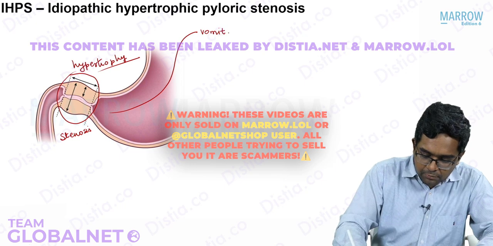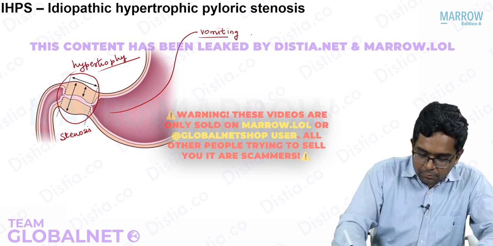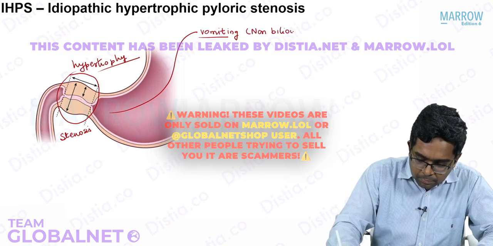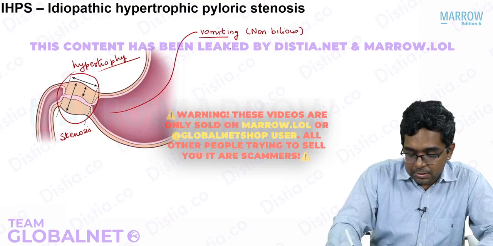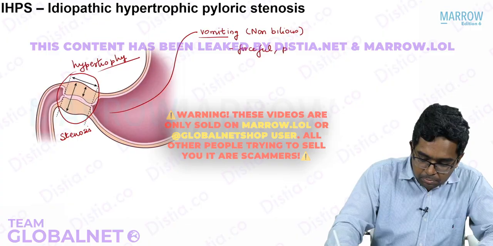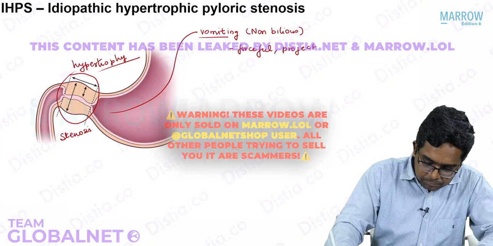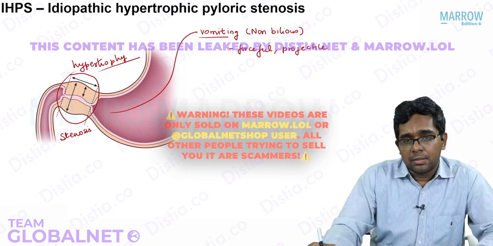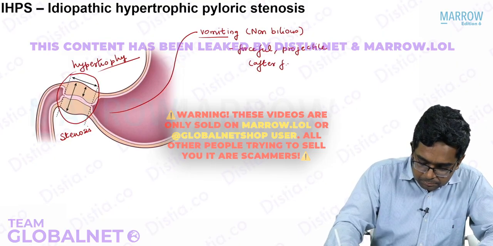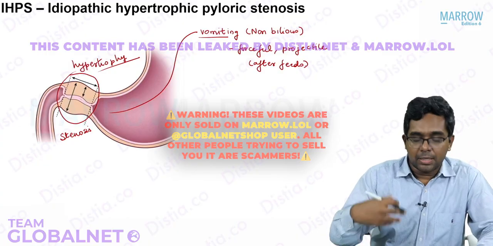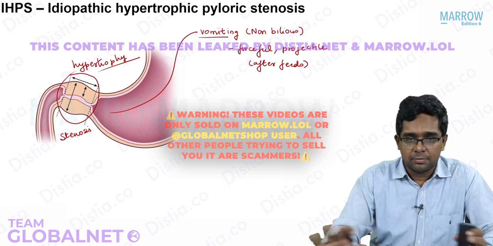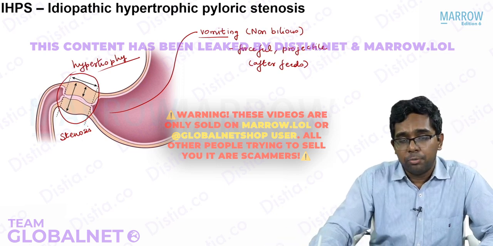So the classical feature is going to be vomiting. Of course, it is non-bilious vomiting. The typical description of vomiting is that it is a forceful and projectile vomiting, and this usually occurs after feeds. After the feeds, the child keeps on vomiting due to obstruction or narrowing at the pylorus region. Very simple.